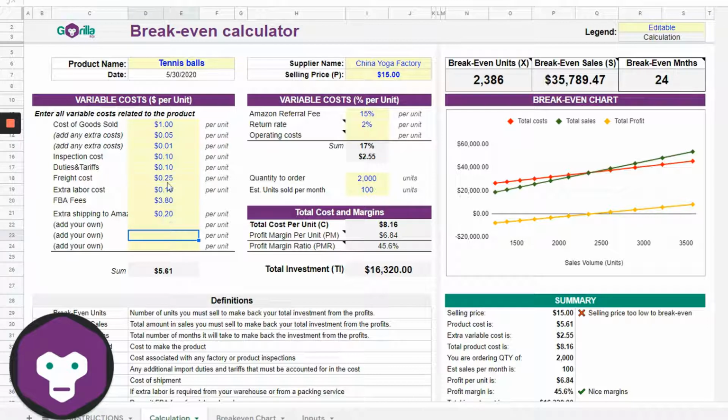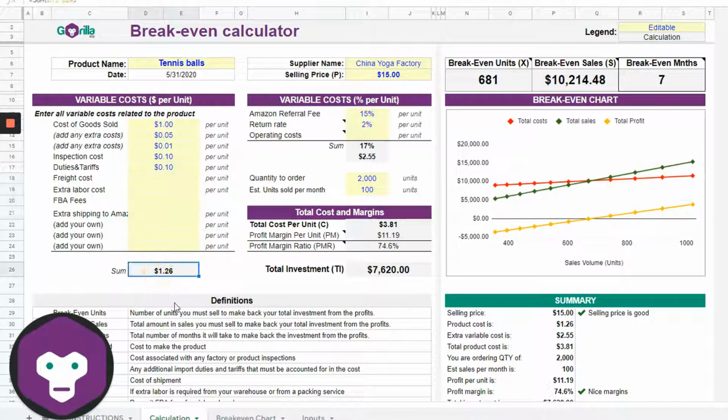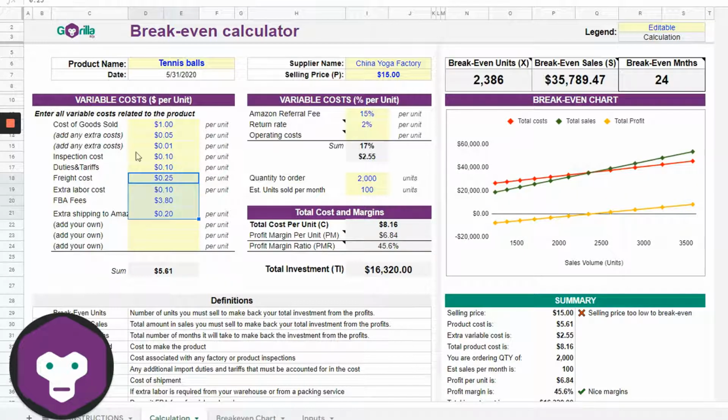So the more detailed you become with this, the better. Because if I say, for example, if I delete these last 3, and right now it says 561, but if I delete this and then it comes out as 126, it's going to make it look like I have to sell way less than I actually do to break even. So all the product related costs are going to be entered here.